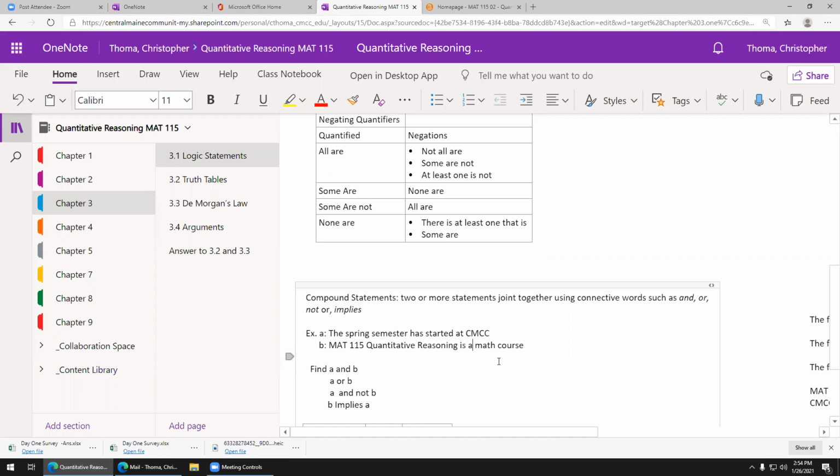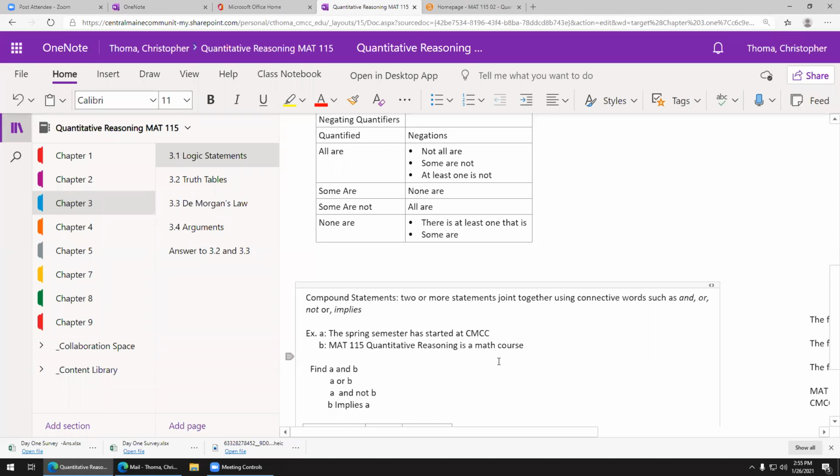They're true. The spring semester has started at CMCC, because we're all in class right now. And no, it doesn't feel like spring outside, but it is called the spring semester. So that is a statement. And 115 Quantitative Reasoning is a math class. You all can vouch for that because you're sitting in this lecture right now taking a math class, right?